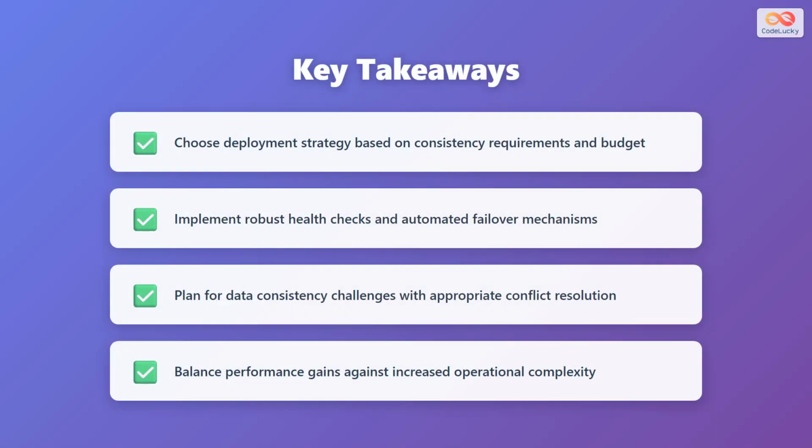Remember these key points. Choose your deployment strategy based on your consistency requirements and budget constraints. Implement robust health checks and automated failover mechanisms to handle failures. Plan for data consistency challenges, and use appropriate conflict resolution strategies. Finally, balance the performance and reliability gains against the increased operational complexity and costs involved in managing multi-region systems.